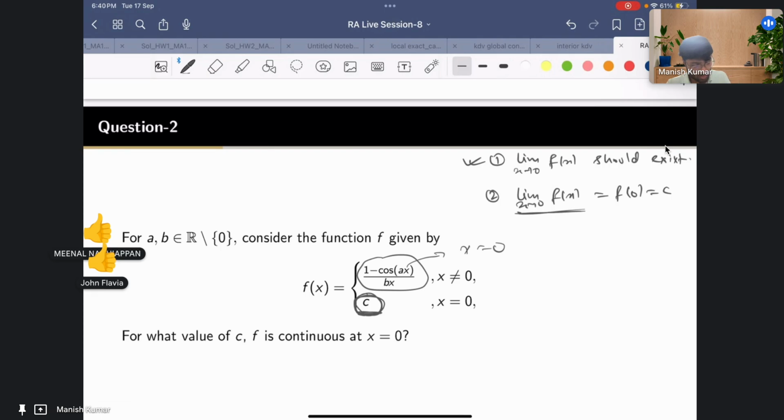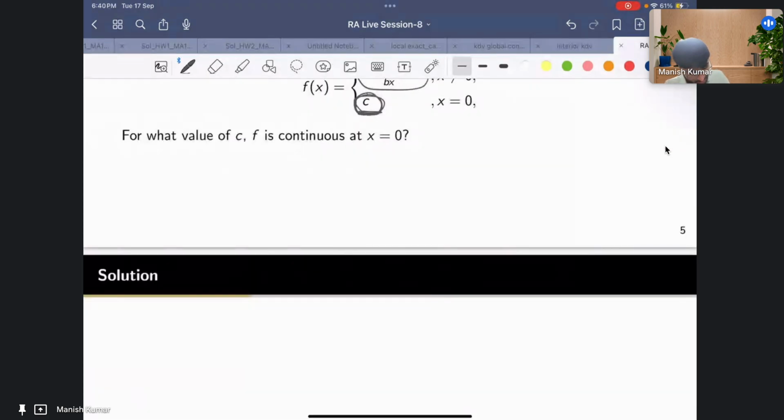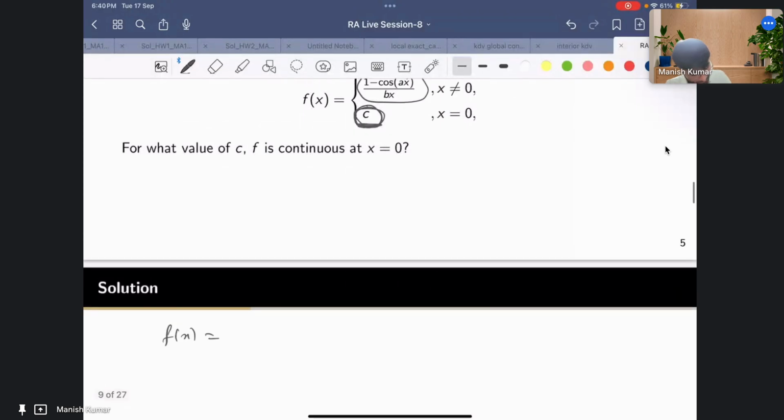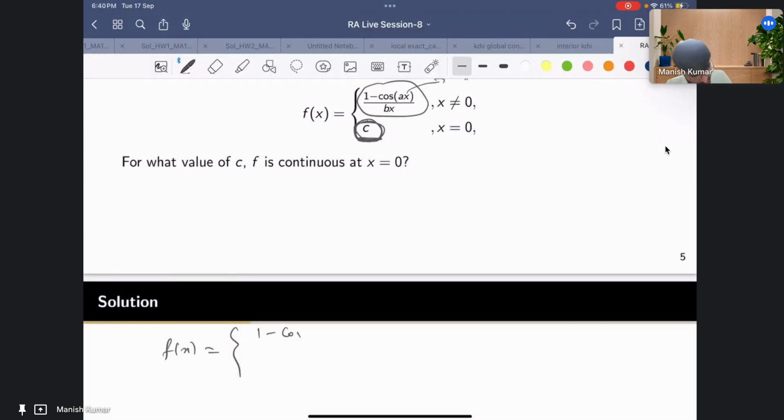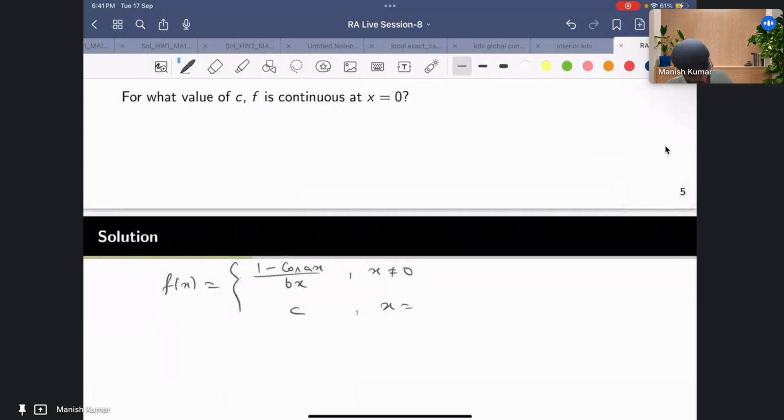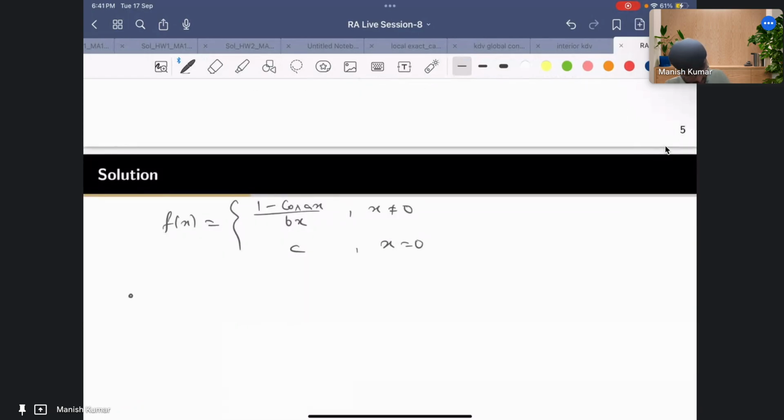Okay, so now let us see whether this limit exists or not. The first thing is to check that this limit exists. Let me write the function again. It is 1 minus cos of x upon bx when x is non-zero, and it is equal to c when x is equal to 0. So first I'll check that. I have to find the limit of f of x as x goes to 0. This is my first goal.